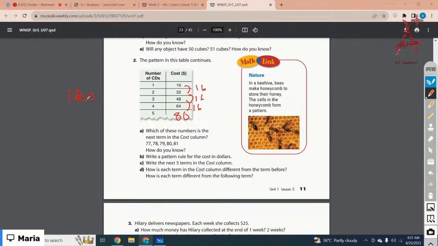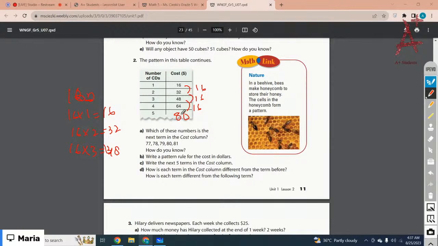The number n is the number of CDs, right? For the first time, it is 16 times 1, 16. For the second time, 16 times 2, 32. For the third time, 16 times 3 is 48, right? That means the cost of one CD is 16. So the pattern is 16n.